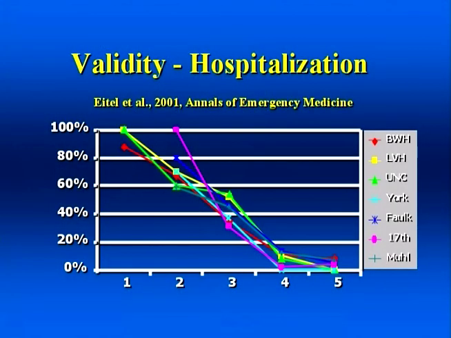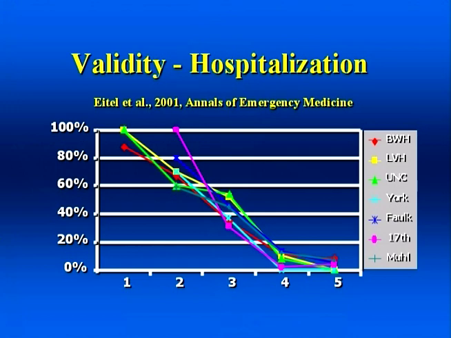In addition to reported reliability, validity of the Emergency Severity Index has also been reported in literature. This paper by Idle et al. reports hospitalizations as a measure of validity. As you can see from the chart, there's not much variability in admission rates for each triage category between the 7 different emergency departments shown.